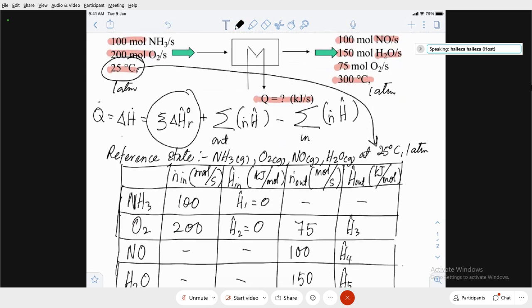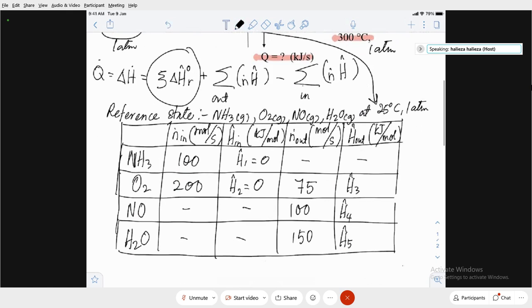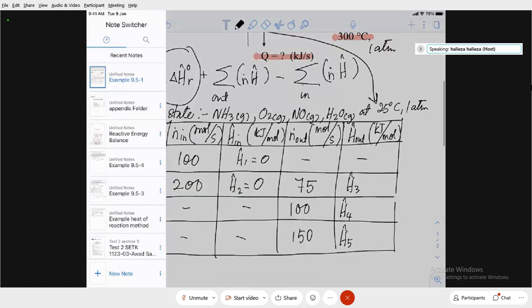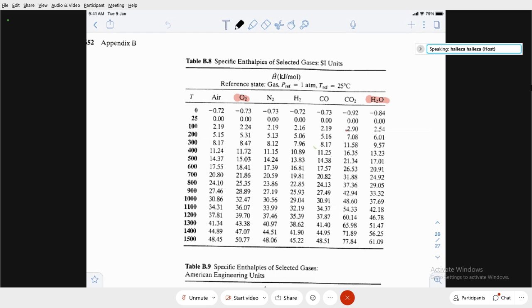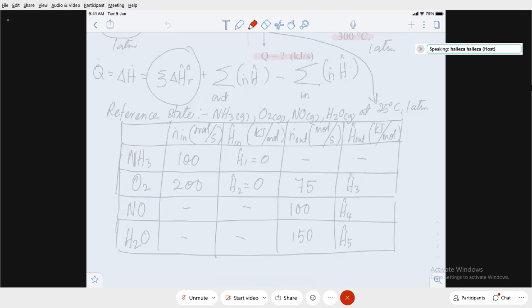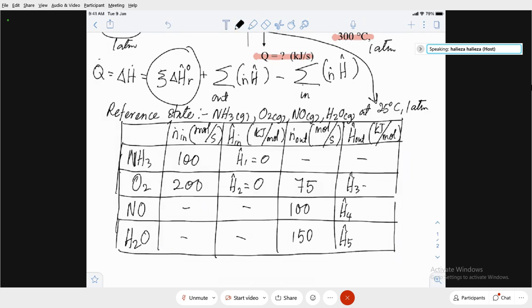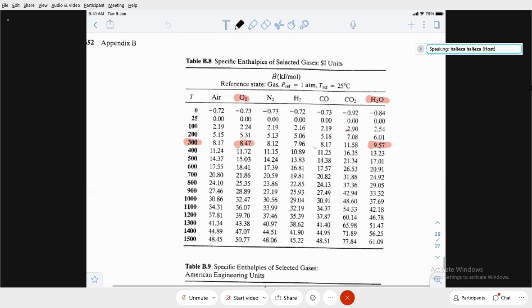You have the outlet at 300 degrees C. So we're going to look at the temperature of 300 degrees C for oxygen and water vapor. The rest I don't think is available in appendix B8. For 300 degrees C, let me highlight 300 degrees C. For oxygen, that's the value. For water vapor, this is the value. For oxygen, 8.47 kilojoules per mole. And for your water vapor, let's go back again to that appendix, is 9.57.